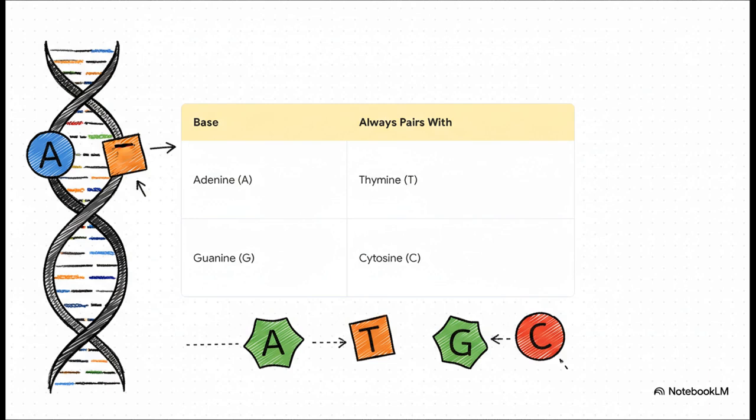It all comes down to how these letters connect. They follow a super strict rule. It's called complementary base pairing. Adenine, or A, will only and always pair up with thymine, or T, and guanine, G, will only ever pair with cytosine, C. A with T, G with C. That rule is the key to everything.